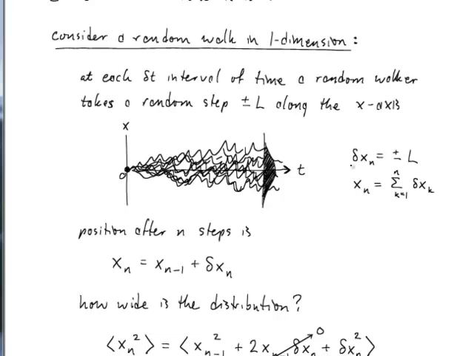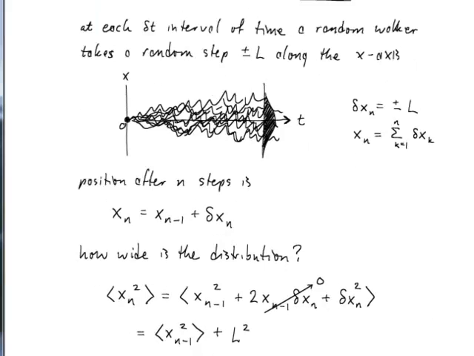Each of our steps is of size plus or minus L, and the total distance that we've moved from the origin is the sum of all those steps, right? So what is the position after n steps? Well, it's just the position after n minus 1 steps plus a random plus or minus L from the nth step.